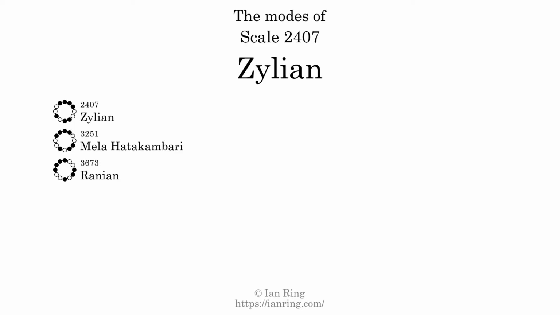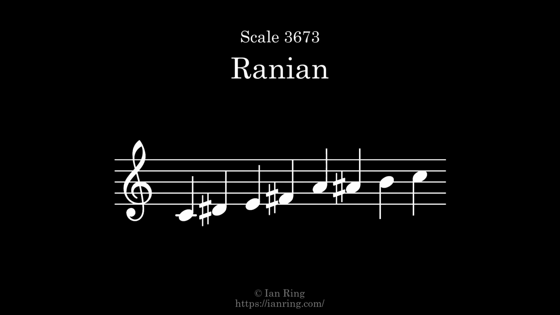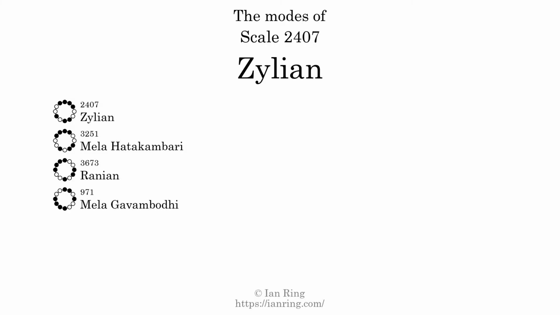The third mode is scale 3673, also known as Rainian. It sounds like this. The fourth mode is scale 971, also known as Mila Gavambodhi. It sounds like this.